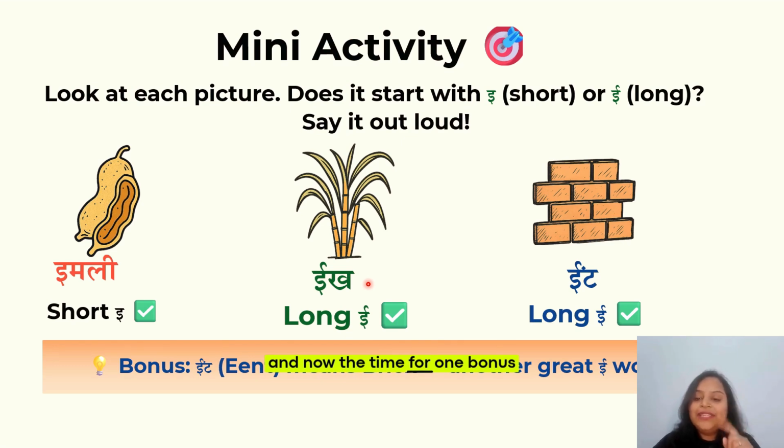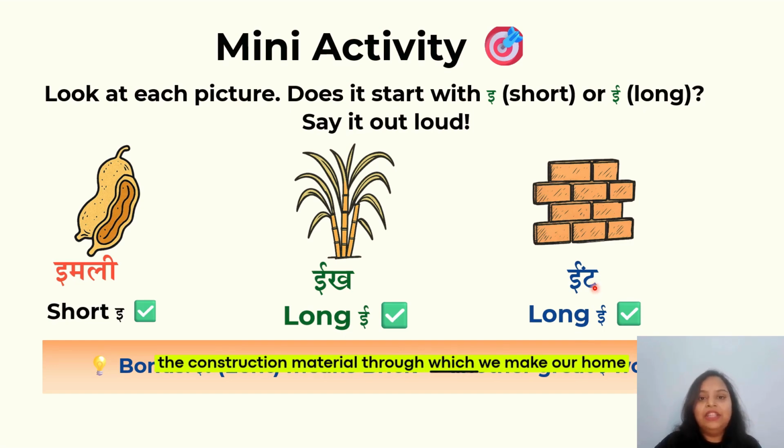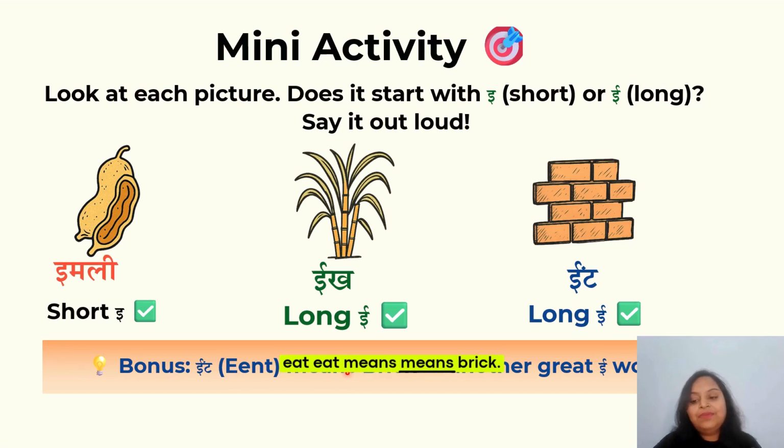And now the time for one bonus word because you did so well. But first identify whether it starts with short sound or long sound. Yes, it starts with the long sound E, and this word is called eet. And as you can see, eet means brick. Brick, the construction material through which we make our home. Eet means brick. Well done.